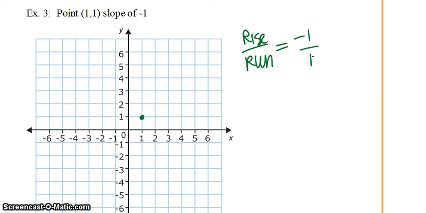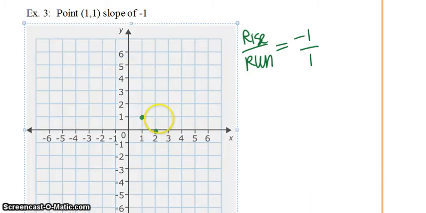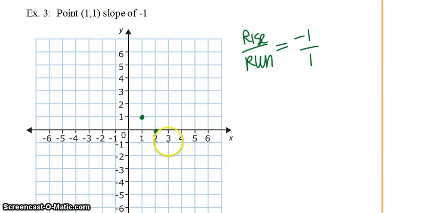So that means I'm going to rise a negative 1. So really I'm going to go down 1. And I'm going to run positive 1, which means I'm going to go to the right 1. So that's my next point. Then I'm going to do it again. Down 1, over 1. Down 1, over 1. So I'm going to follow that pattern, and I can keep doing all those dots.